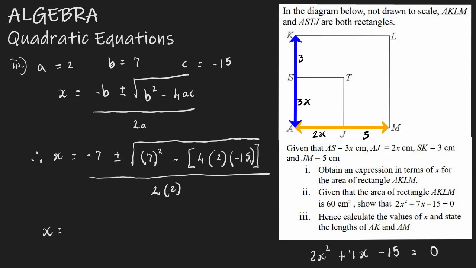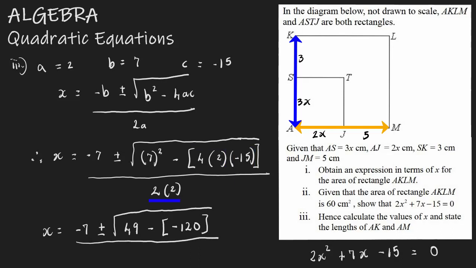x is therefore equal to negative 7 plus or minus the square root of 7 squared, that is equal to 49, minus square brackets 4 times 2, that is equal to 8, 8 times negative 15, that is equal to negative 120, all over 2 times 2, that is equal to 4.